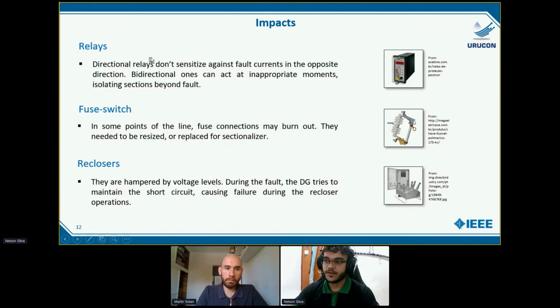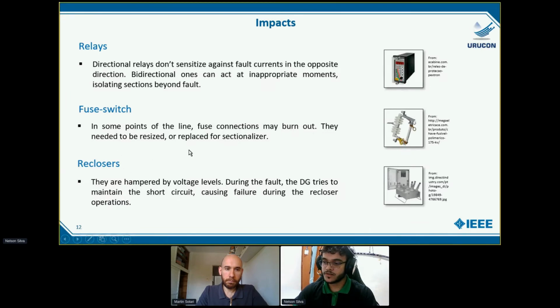In the relays, the directional relays are not sensitive to fault currents in the opposite direction, and the bidirectional ones can act at inappropriate moments, isolating the sections beyond the fault. This is very bad for the concessionaire because they have to pay a fine for that violation. For the fuse switch at some point of the lines, the fuse connections may burn out with more current flowing in them. Therefore, they need to be resized or replaced with a sectionalizer, which has more current capacity.